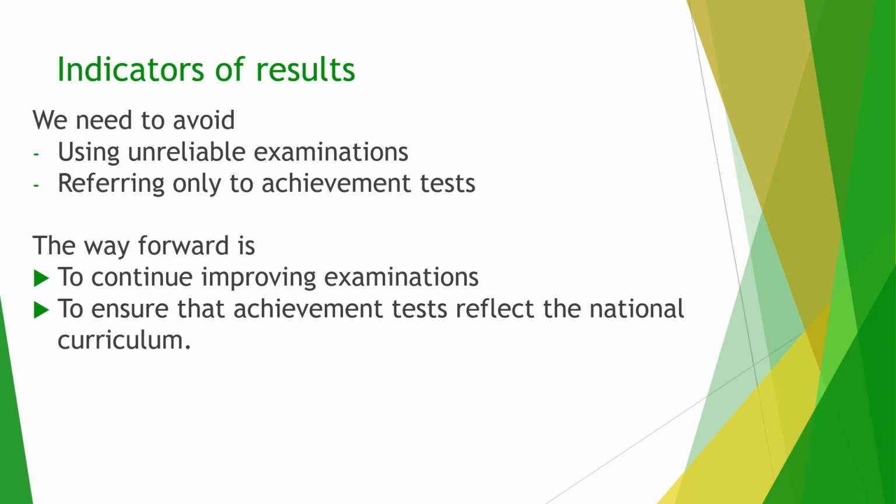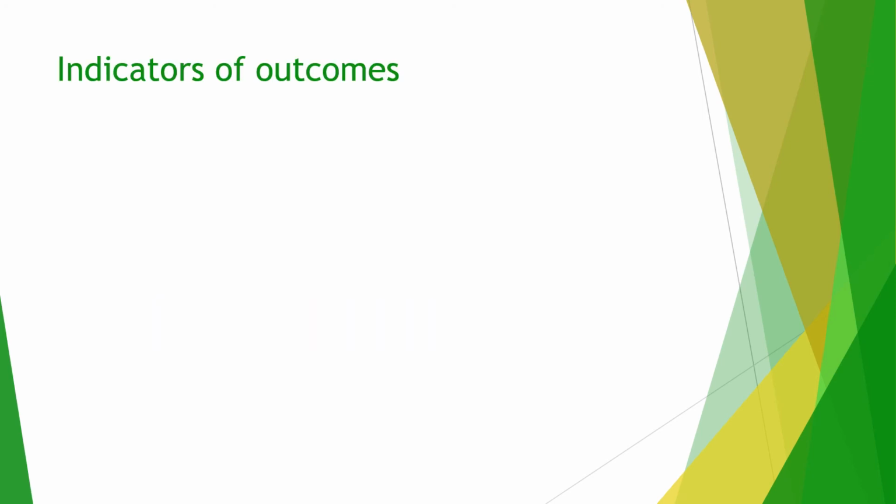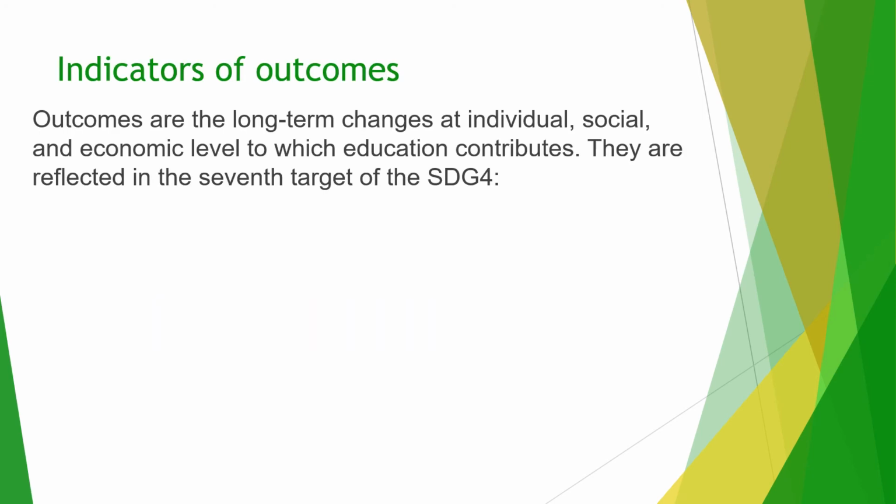Let us go now to the last domain that we want to examine, namely the domain of outcomes, and look at some indicators of outcomes. When we are talking about outcomes, we are talking about the long-term changes at individual, social and economic level to which education contributes. There are changes for the individual and changes for the nation.